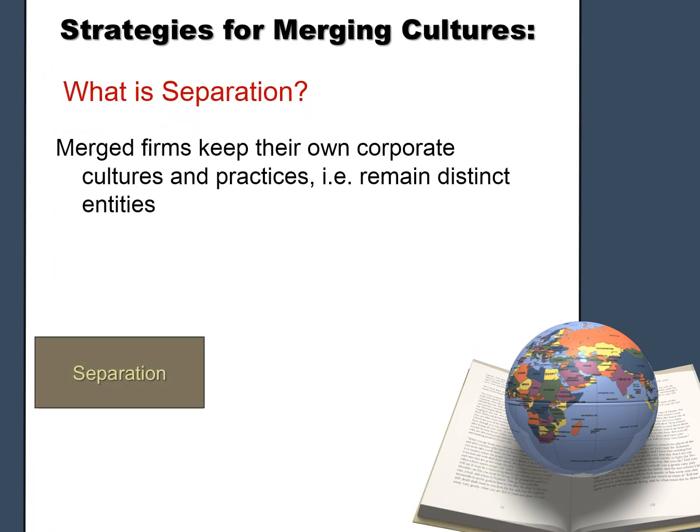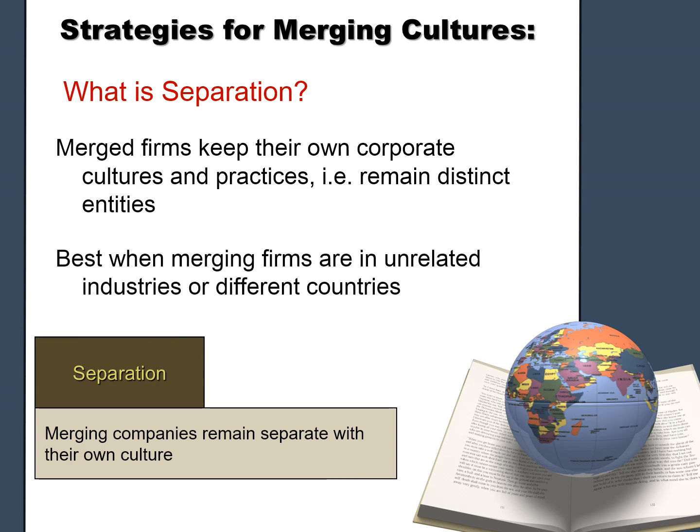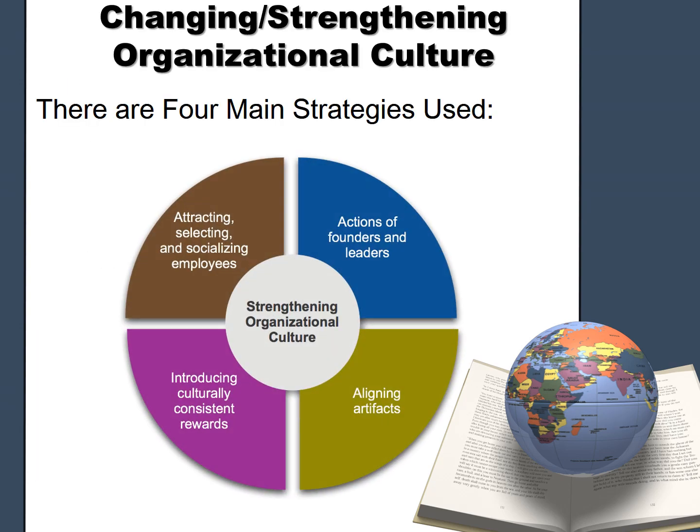Separation. Merged firms keep their own corporate cultures and practices and remain as distinct entities. Best when merging firms are in unrelated industries or definitely when they're in different countries. To strengthen a culture, 4 main strategies are used: attracting, selecting, and socializing employees, actions of the founders and leaders, aligning artifacts, and introducing culturally consistent rewards.